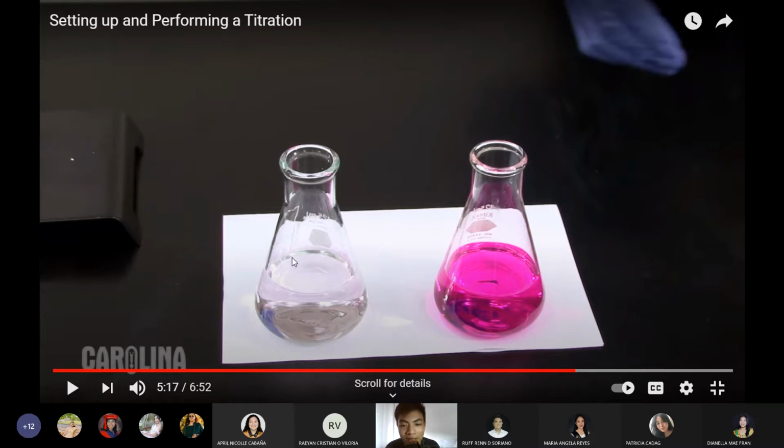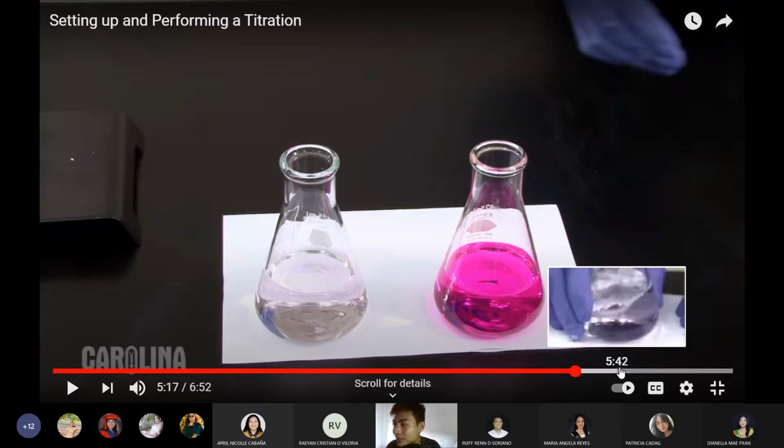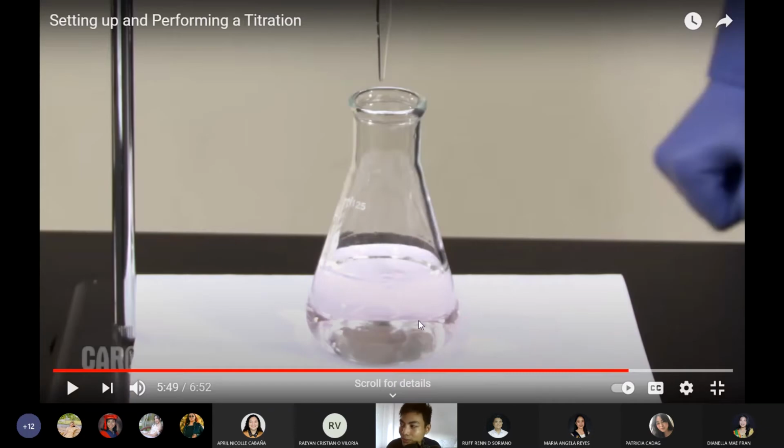Kaya important na may paper sa ilalim. So we will wait until this faint color is observed. Patak-patak lang until suddenly maging pink siya. Ganito lang yung pink, hindi ganito, ha? Okay, so yan. And so we will wait until this color appears. So when that color appears, hindi na siya nawawala, then that means the reaction is complete.